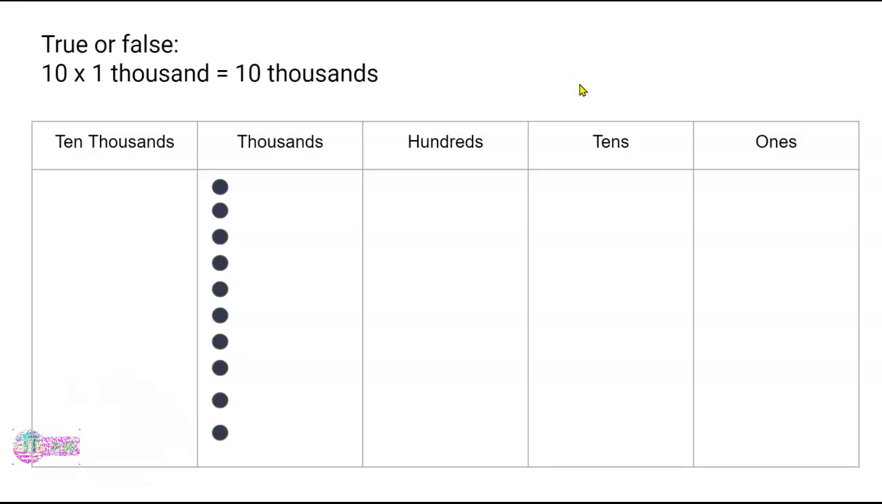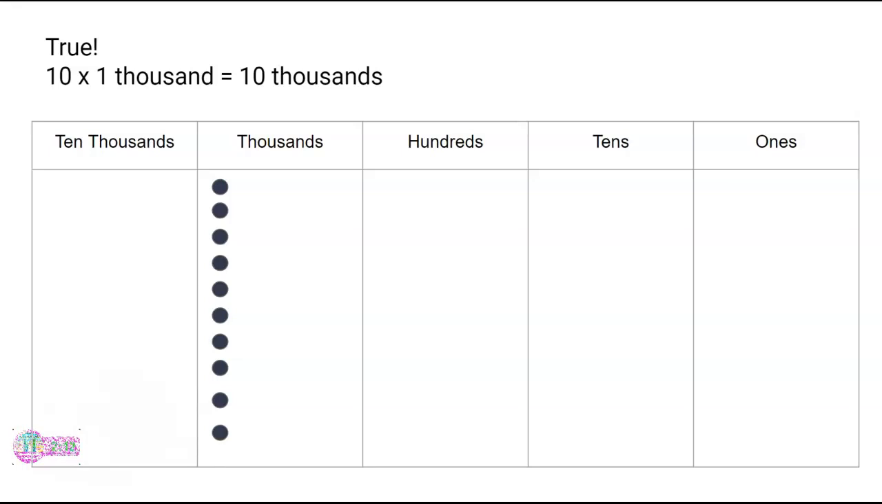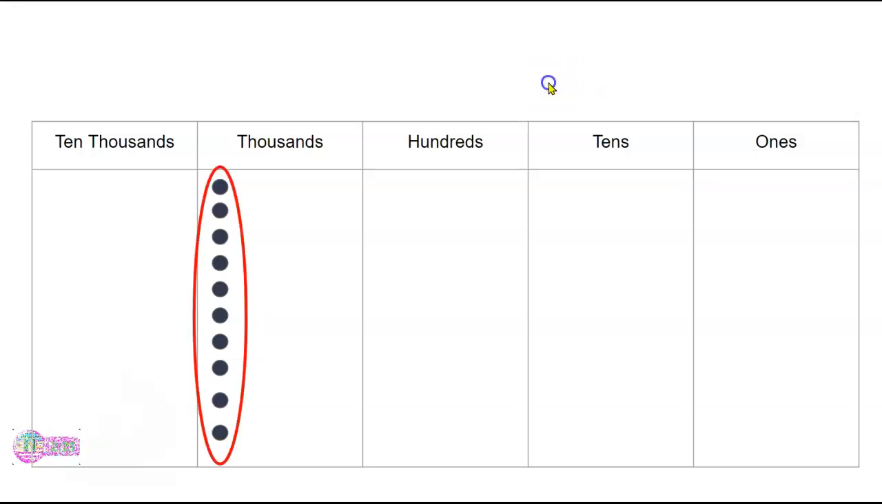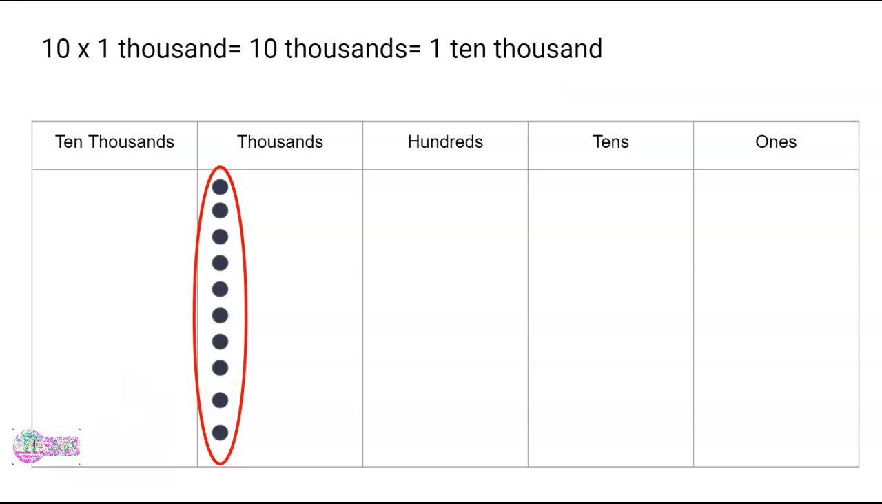All right, now here's a question. True or false? 10 times 1,000 is equal to 10,000. That is true. 10 times 1,000 is equal to 10,000. Okay, now 10 times 1,000 is equal to 10,000, right? So I can go ahead and take my thousands and move them over to my left to the next place value, and that will give me 10,000.